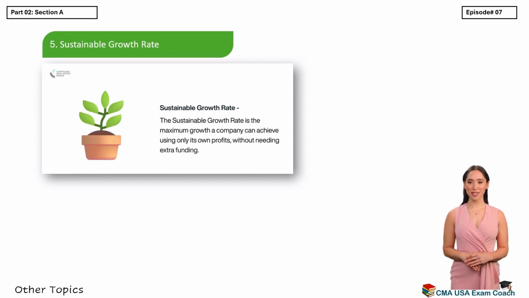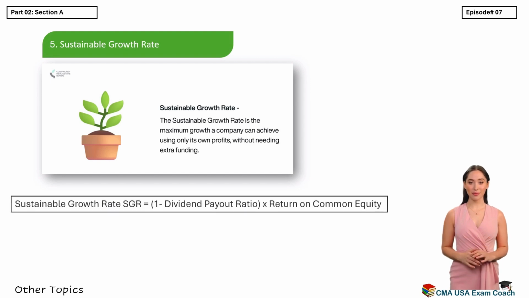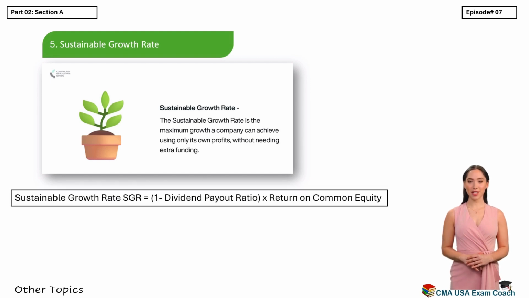The equation to calculate the sustainable growth rate is: sustainable growth rate equals 1 minus dividend payout ratio, multiplied by return on common equity, where return on common equity, or ROCE, is calculated as net income available to common shareholders divided by common shareholders' equity. Dividend payout ratio is calculated as dividends declared divided by net income.